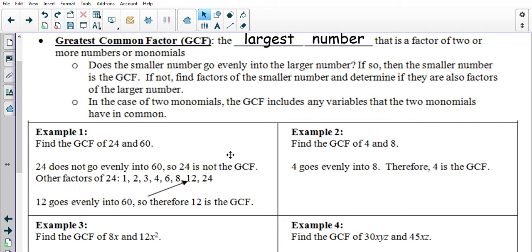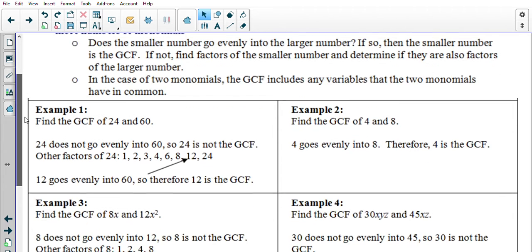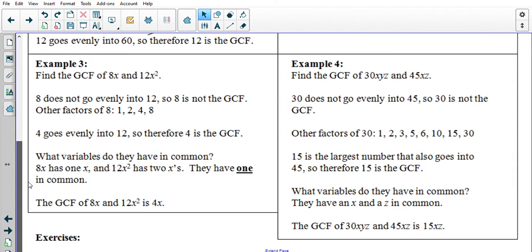All right, so in the case of two monomials, you might be thinking, what in the world are monomials? These are expressions that contain variables. That's all they are in this case. When you go into algebra, you'll talk about binomials and trinomials, so you'll go beyond monomials. The GCF will include any variable or variables that the two monomials have in common. So let's look at some examples. So examples 3 and 4.